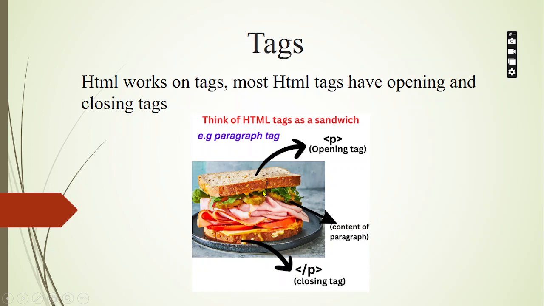So this uppermost part of the bread is known as, I put it here as, the opening tag, and these vegetables here are known as the content of the paragraph, and this other bread is known as the closing tag. They all need each other for it to be a perfect sandwich. This is the same thing with an HTML tag. This is the opening tag, this is the content of the paragraph, the content of the tag, and this is the closing tag.